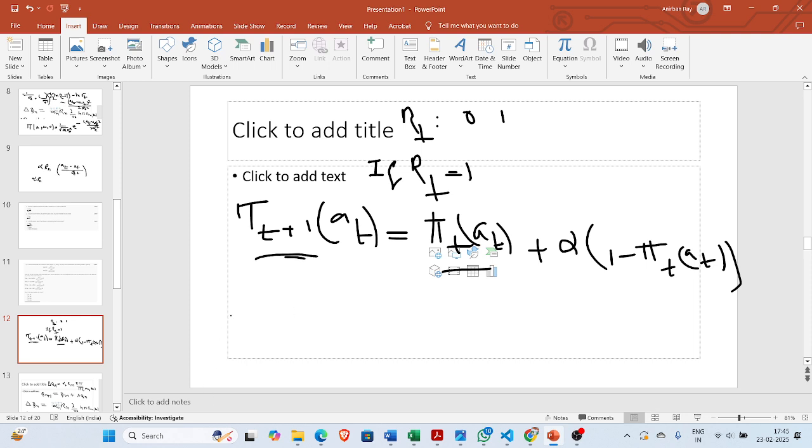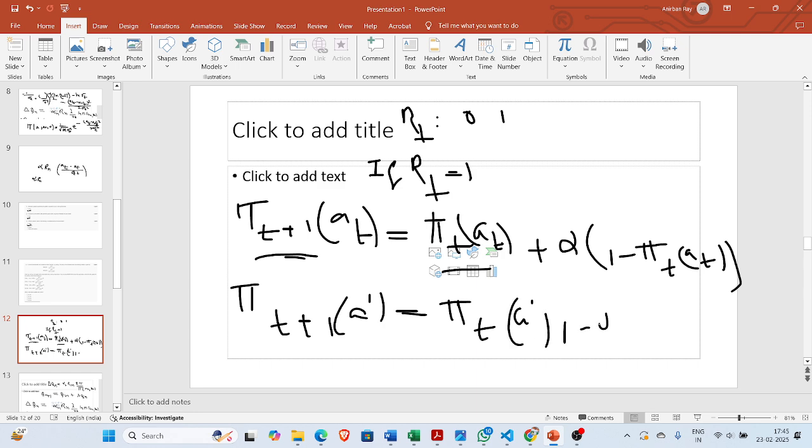Another is that under the same RT equals 1, pi t plus 1 of a dash, for a not equal to a star, equals pi t a dash times 1 minus alpha.